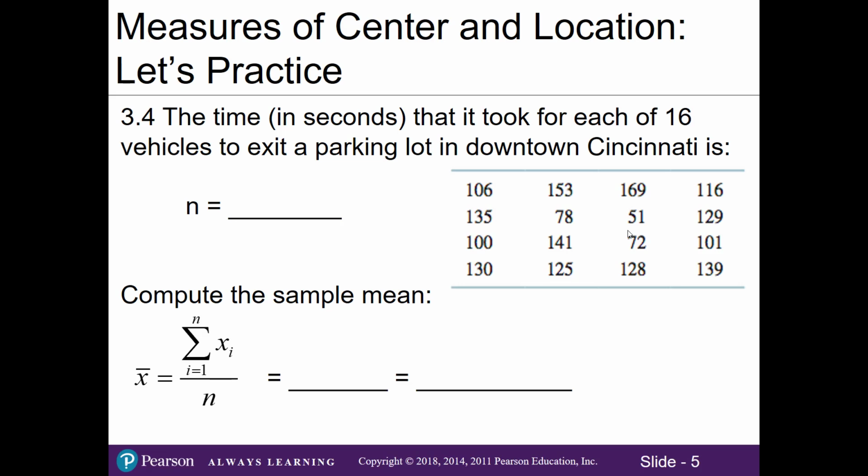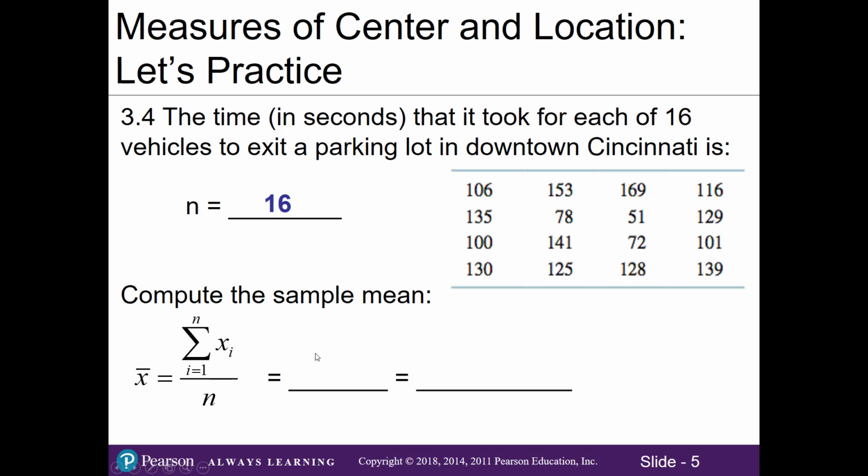So let's do a practice problem. This is number 4 in your textbook. It's also on the worksheet, so follow along. Feel free to pause the video as you're doing the calculations so you can try it out before you see the answer. Here we have the time in seconds that it took 16 cars to exit a parking lot in downtown Cincinnati. The first thing we want to do is find our sample size. Fortunately, the problem tells us that our sample size is 16 cars. But if the problem wasn't so kind, you would have to count how many data points you see in the data set. So I could count 16 here in the table.